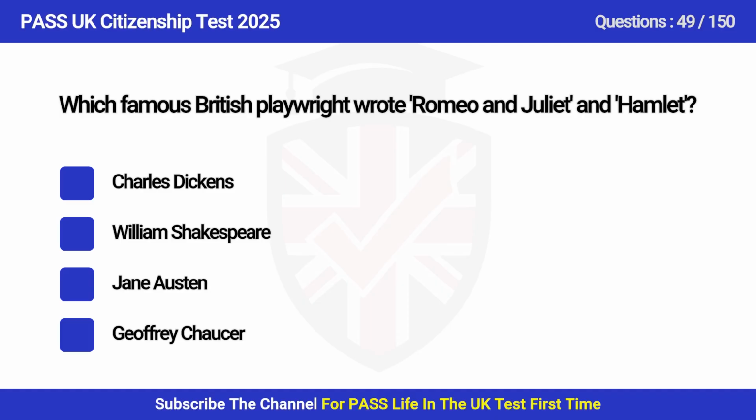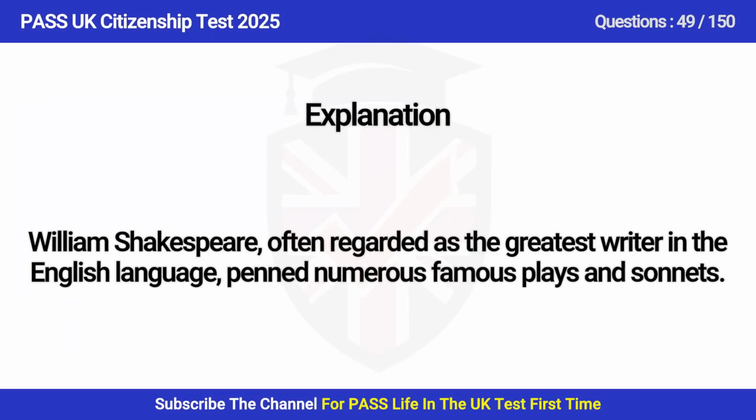Question 49. Which famous British playwright wrote Romeo and Juliet and Hamlet? A. Charles Dickens, B. William Shakespeare, C. Jane Austen, D. Answer is B. William Shakespeare. William Shakespeare, often regarded as the greatest writer in the English language, penned numerous famous plays and sonnets.